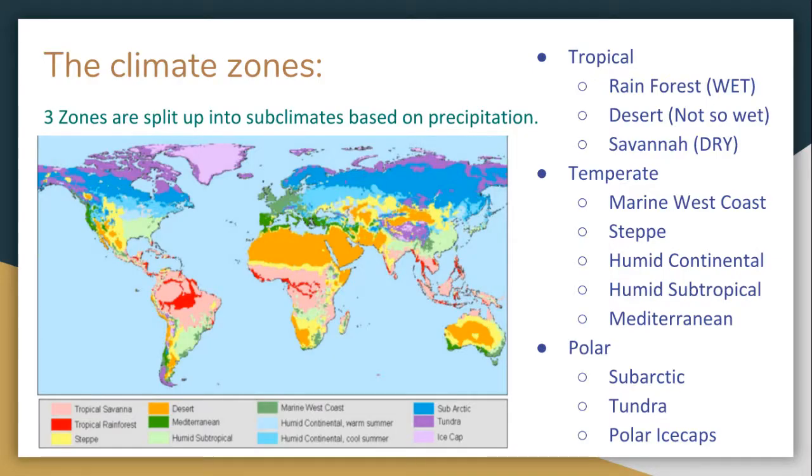And in the polar area, we have the subarctic, which is kind of cold. It's mostly cold most of the time. There's some precipitation, usually in the form of snow. We have the tundra, which is much colder and it has a lot less rain. And the ice caps, which are basically just chunks of ice, and there's not a lot of weather in that area.